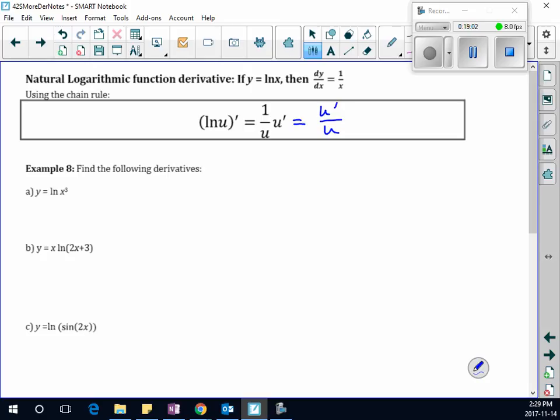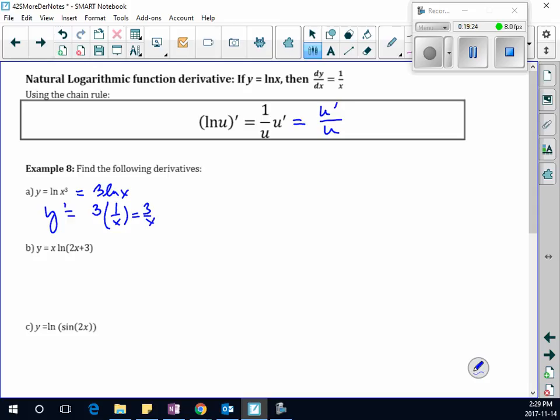Well, you could do this as a chain rule. However, I'll show you that either way would work. If you just pull a 3 in front, it's pretty easy, right? So if I pull a 3 in front, I get 3 ln x. So y prime would be 3 times 1 over x, which is 3 over x.